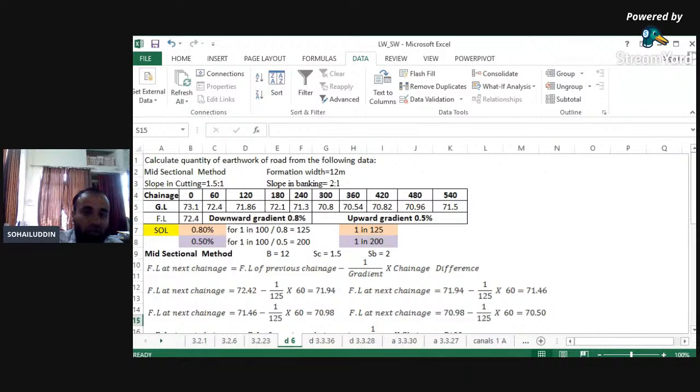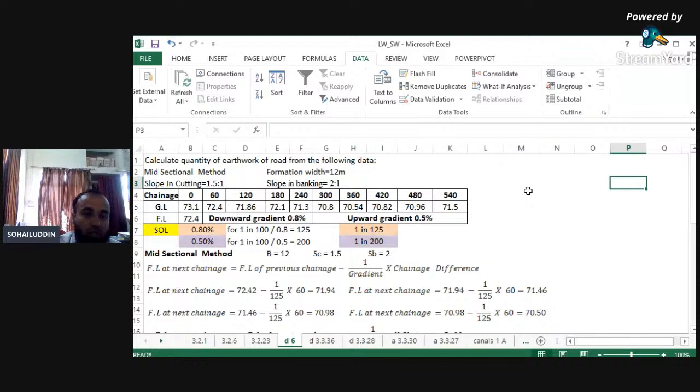Calculate the quantity of earthwork of a road from the following data. Mid sectional method, again the word mid has been used, where the mid sectional method is the depth method. Formation width is 12 meters. Slope in cutting is 1.5 to 1, and slope in banking is 2 to 1. Next, chainages are given: 0, 60, 120, 180, 230, 300, 360, 420, 480, and 540.